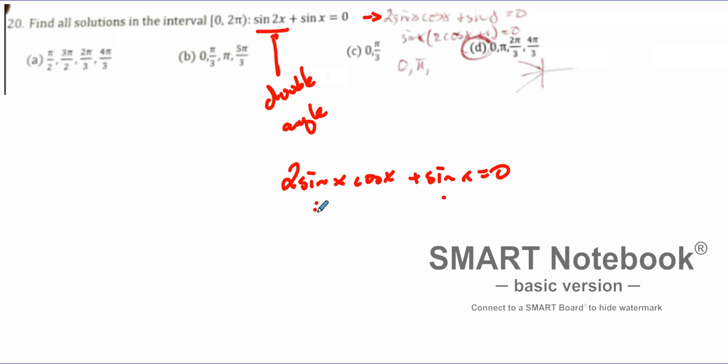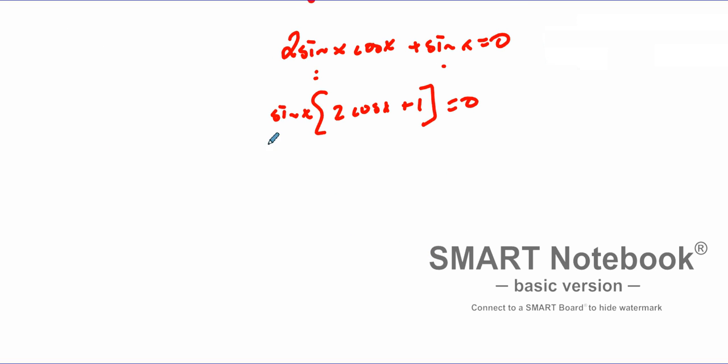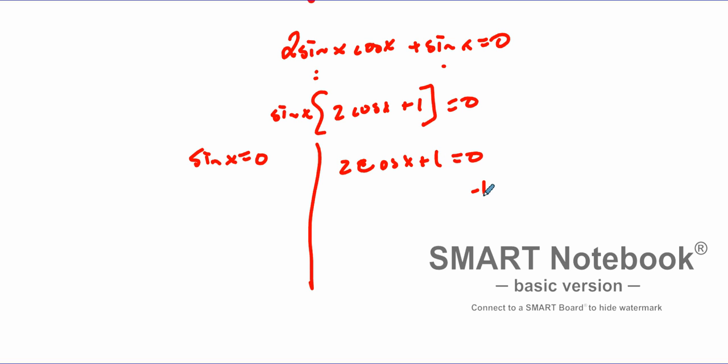Just like the other one, what are you going to factor out? Well, sine. We can factor out a sine of x. When we do that, we have 2 cosine of x plus 1 equaling 0. Each one of these factors would have to equal 0. So we say sine of x equaling 0, and then we have 2 cosine of x plus 1 equaling 0, which is negative 1 over 2 equaling cosine of x. And so now we solve this. Sine of x equaling 0 is going to be at 0 and pi. That's what x is going to equal.